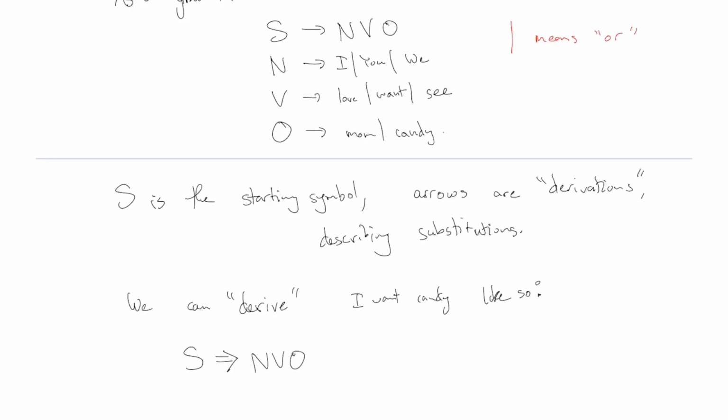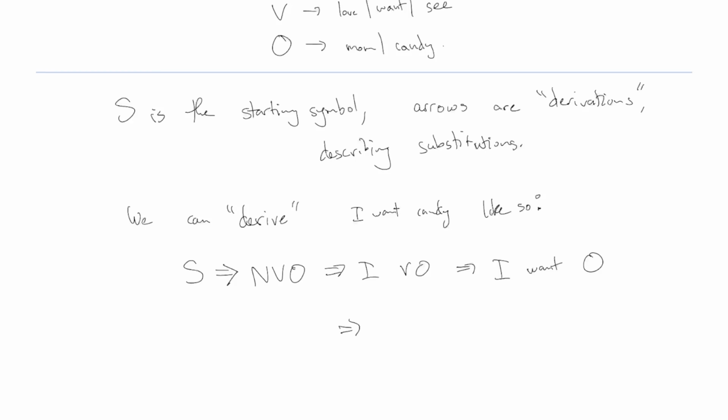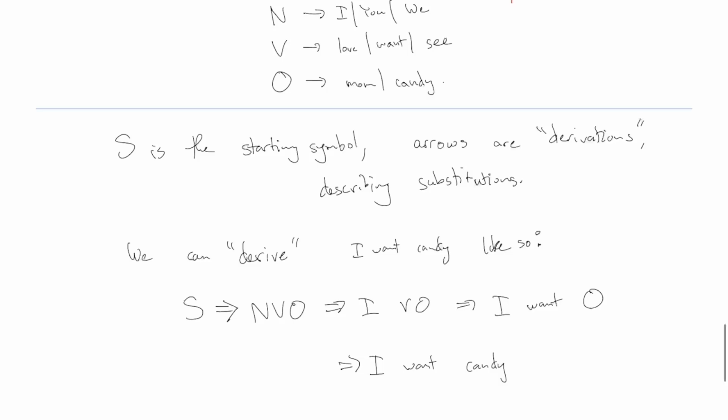So if I want to specifically derive I want candy, I have to start with S. I turn it into NVO. Then the N becomes I, so this becomes I V O. And then I make the V turn into want, O. And then the O turns into candy. So it finally says, I want candy. This is how we use a formal grammar to create strings.